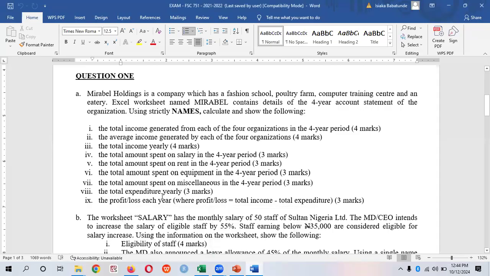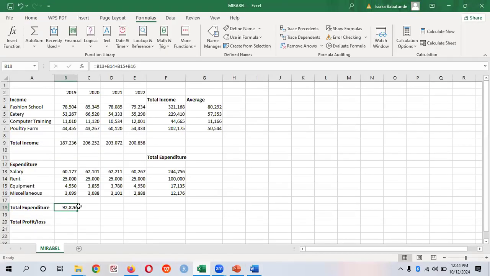Total amount. Okay, expenditure is yearly. So I found the first year. Let's go and find the remaining years. You have found 2019, the amount of money spent in 2019. In 2020, we need to find the amount of money the company spent by adding what? This salary to this rent, to this equipment, to this miscellaneous. So we'll come here, enter the equal sign, select the first one plus rent plus equipment plus miscellaneous, then click enter. This is the amount of money the company spent on these 4 areas, which includes salary, rent, equipment, and miscellaneous.